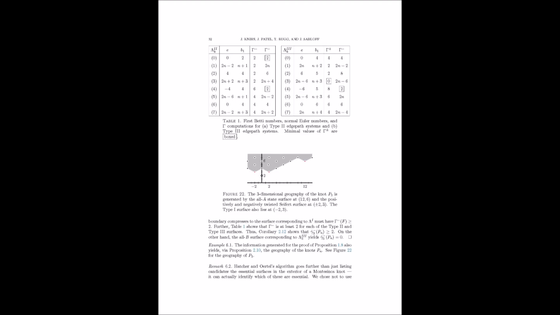And Lemma 2.7 gives the Euler number for these surfaces. It's a very simple formula. E3 of F3 of P comma Q equals negative PQ. Simple and elegant. The Euler number is just the negative product of the two torus knot parameters.